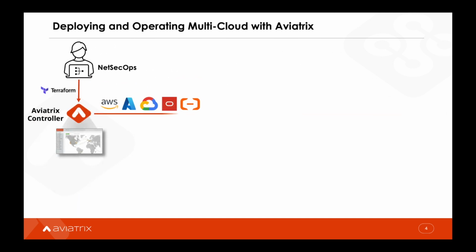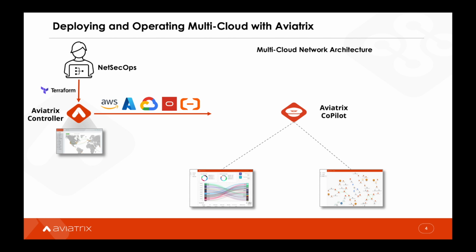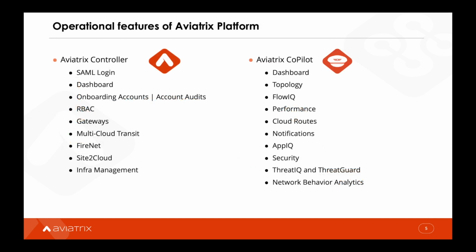Aviatrix provides a single pane of glass to deploy and operate your multi-cloud network with the network toolkit you already use in the on-prem world. And that single pane of glass is Copilot. Before we get into how the Aviatrix platform can help solve operational challenges, it's important to understand some context on the platform components. On the left, the controller has been through many years of software releases and is the interface for making any change in your cloud network. On the right, Copilot, which was launched in mid-2020, is the day 2 operations component of the platform. It's designed to provide deep visibility and troubleshooting tools with operations teams in mind.